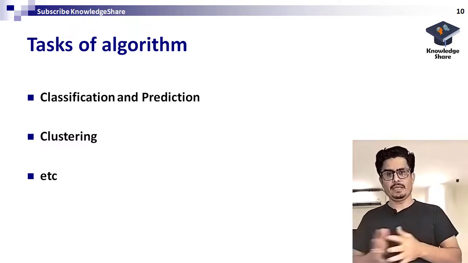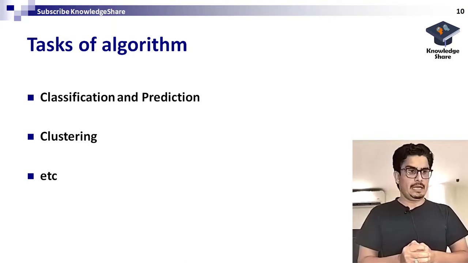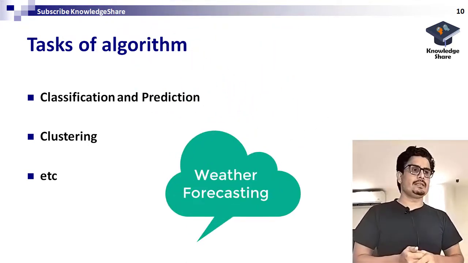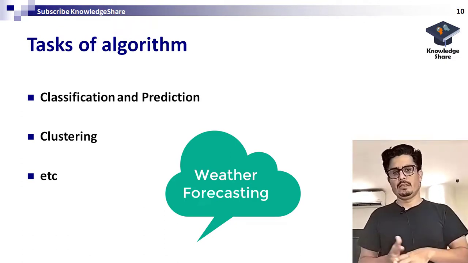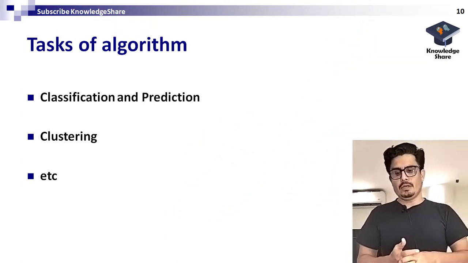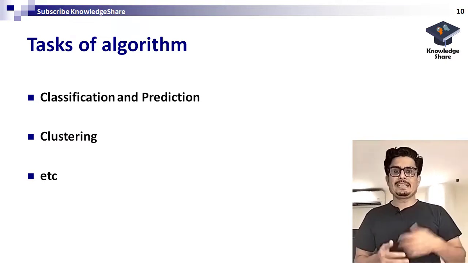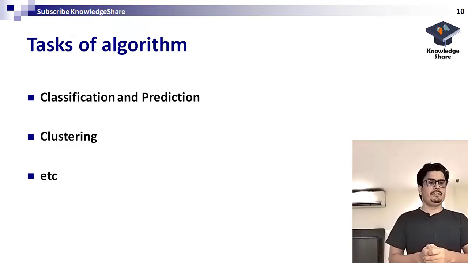Classification means that you have an algorithm for weather forecasting. It should tell you whether there are chances of rain or not. So it is a classification and prediction algorithm. But in clustering, we have a different type of problem.